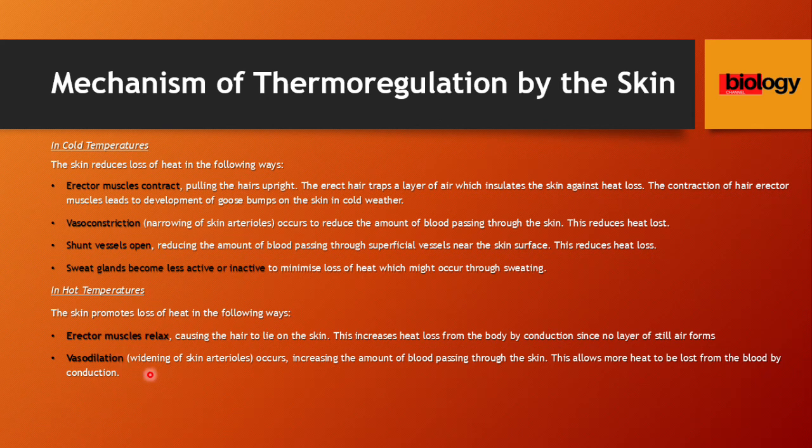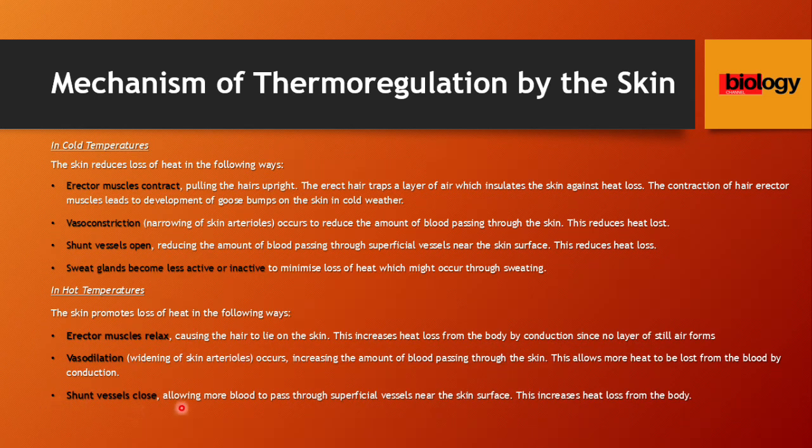Vasodilation, which is the widening of the skin arterioles. So when this occurs, there will be an increase in the amount of blood passing through the skin. This allows more heat to be lost from the blood by conduction. Right. Then shunt vessels will close. Remember the diagram? Shunt vessels will close, allowing blood to pass through superficial vessels near the skin surface. This increases heat loss from the blood.